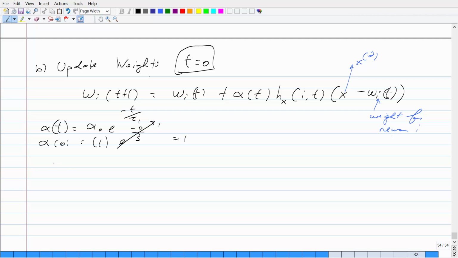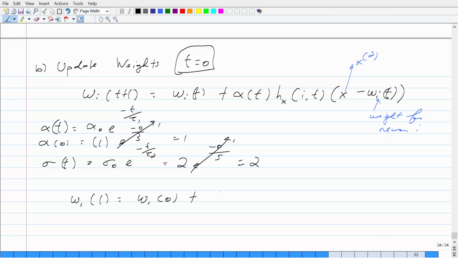Okay. Now I also like to calculate the radius of decay as well. So this is sigma 0 e to the minus t over tau 2. In this case, this is 2 e to the minus 0 over 5. That's equal to 1 again, and then we get 2. Okay. So if I want to calculate this weight, I'm going to do it for the first one, is equal to the previous one plus alpha t, which I know already is equal to 1, times, okay, this one here I haven't defined yet. This defines the actual radius of decay. So this is equal to e to the minus.